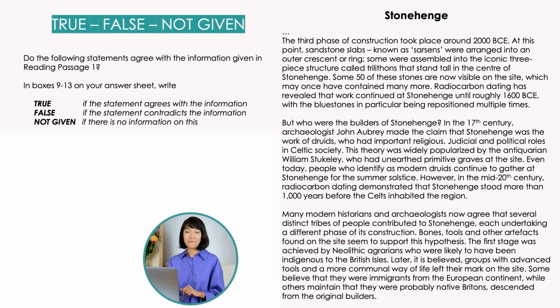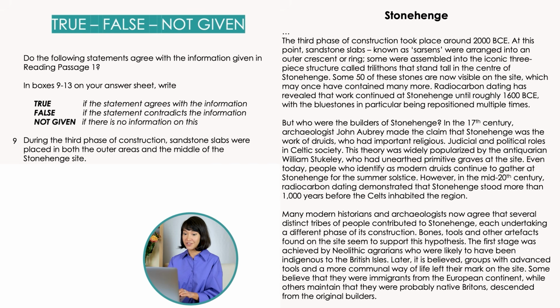Anyways, let's have a look at a real task to see how it works in practice. We have 3 statements and several paragraphs. Let's have a look at those keywords. The first statement is, during the third phase of construction, sandstone slabs were placed in both the outer areas and the middle of the Stonehenge site. Can you see any? Well, the third phase of construction, that's a period. That's our keyword. And I can actually see it here. So our answer is going to be somewhere here.